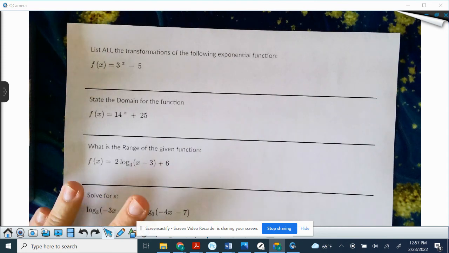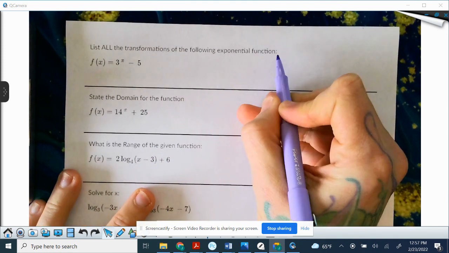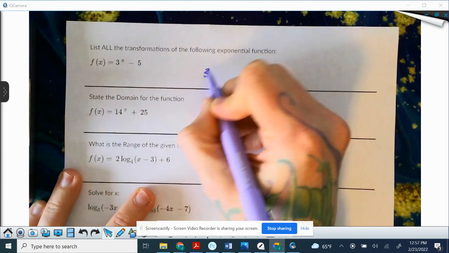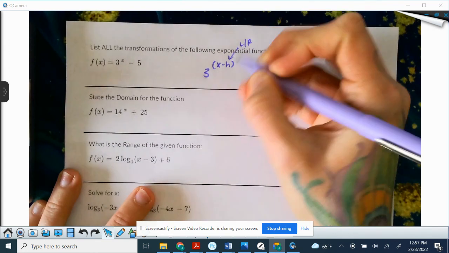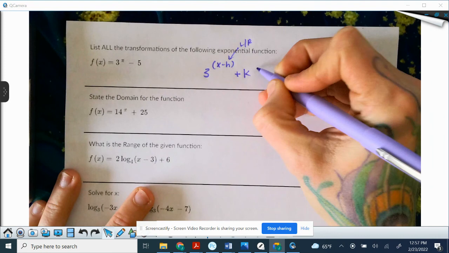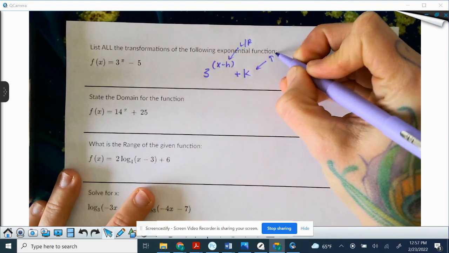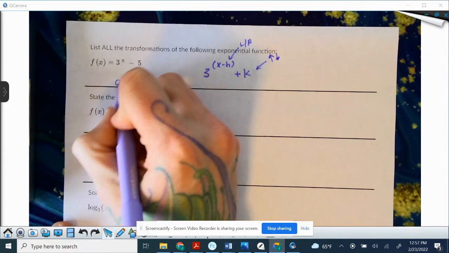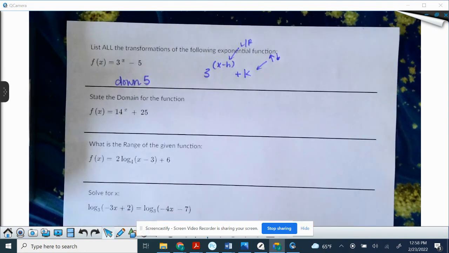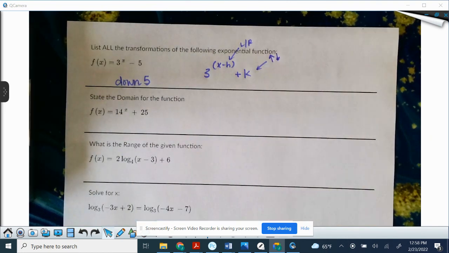So all the transformations are the following exponential function. So that's going to be your base, x minus h. So it has to be in parentheses. That's your left, right. And then anything that happens on the outside is your up, down. So in this case, nothing is up there with the x. So it just went down 5. And hopefully I'm saying this assuming you understand that transformation is all relative to its parent function. So in this case, just 3 to the x power is the parent function for this. That would have moved around. And then the next one.